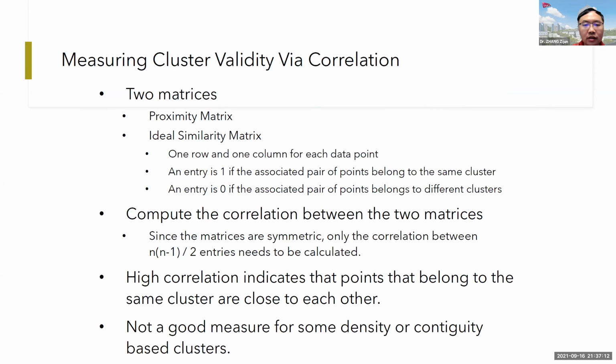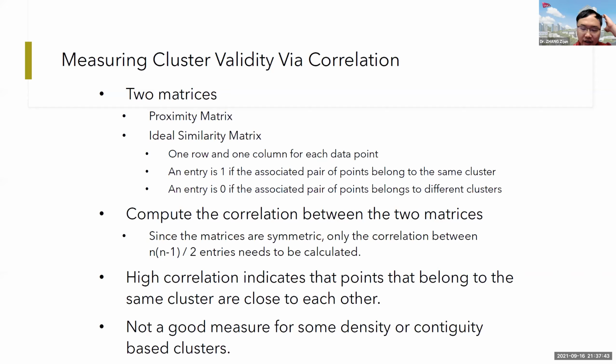Next is the correlation in measuring cluster validity. There are two matrices. One is called the proximity matrix, which we have discussed before. The other is called the ideal similarity matrix, which has one row and one column for each data point. The entry is 1 if the associated pair of points belong to the same cluster, and the entry is 0 if the associated pair of points belong to different clusters.